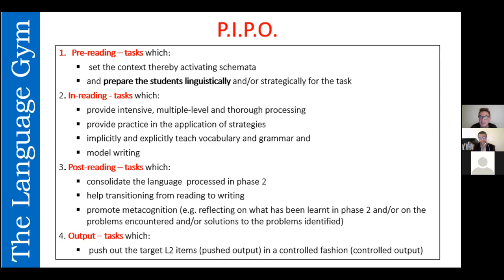Finally, have a pushed output phase, phase 4. Make sure that you have opportunities for the students to reuse what was in the text. This refers to what we call the generation effect or production effect. When a student uses something creatively, not just recalling, not just retrieval practice, but actually creatively, that consolidates the memory trace and deep processing usually happens.